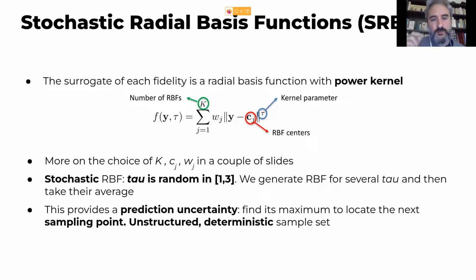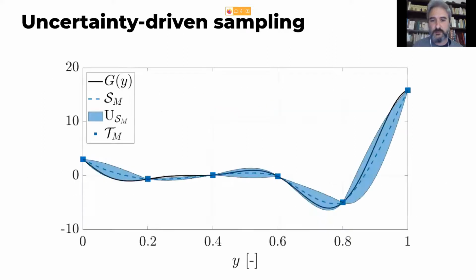The value of the prediction will be more or less constant depending on tau. So if we have a large variability of the prediction over the range of taus, that means that we are not really sure about the prediction power of our radial basis function. And we use this to choose the location of the next sampling point. So let me show you an example.